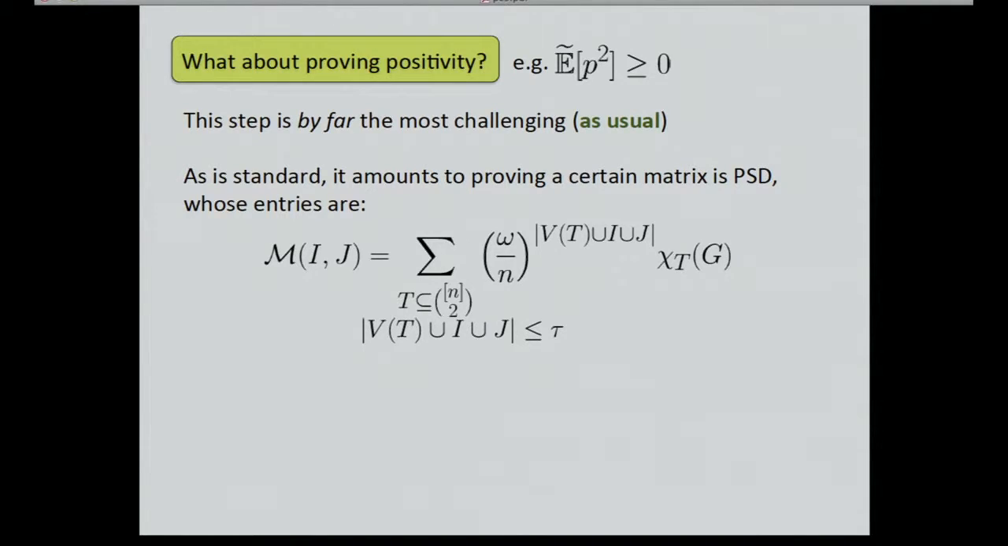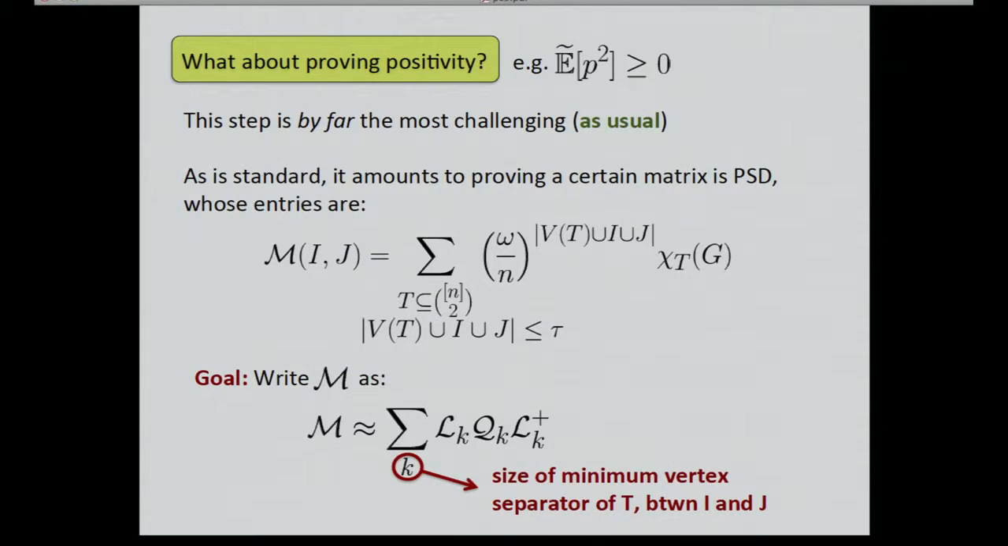What this really boils down to is proving that a particular matrix is PSD. This is what the matrix is. It is the same type of matrix that arises in the SOS algorithm; proving this positivity amounts to checking a PSD-ness condition of a huge matrix. This matrix is indexed by size d subsets I and J. But there's a huge issue that arises. This is the bulk of the technical work in the paper: proving that M is PSD.